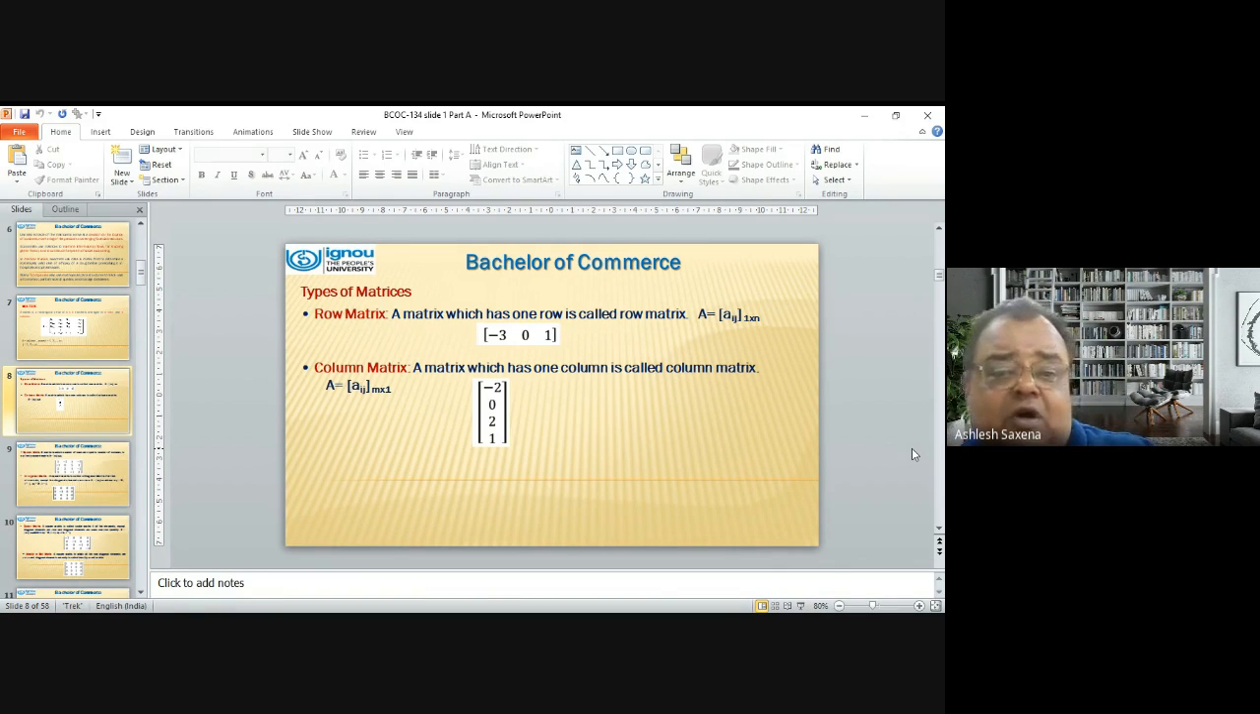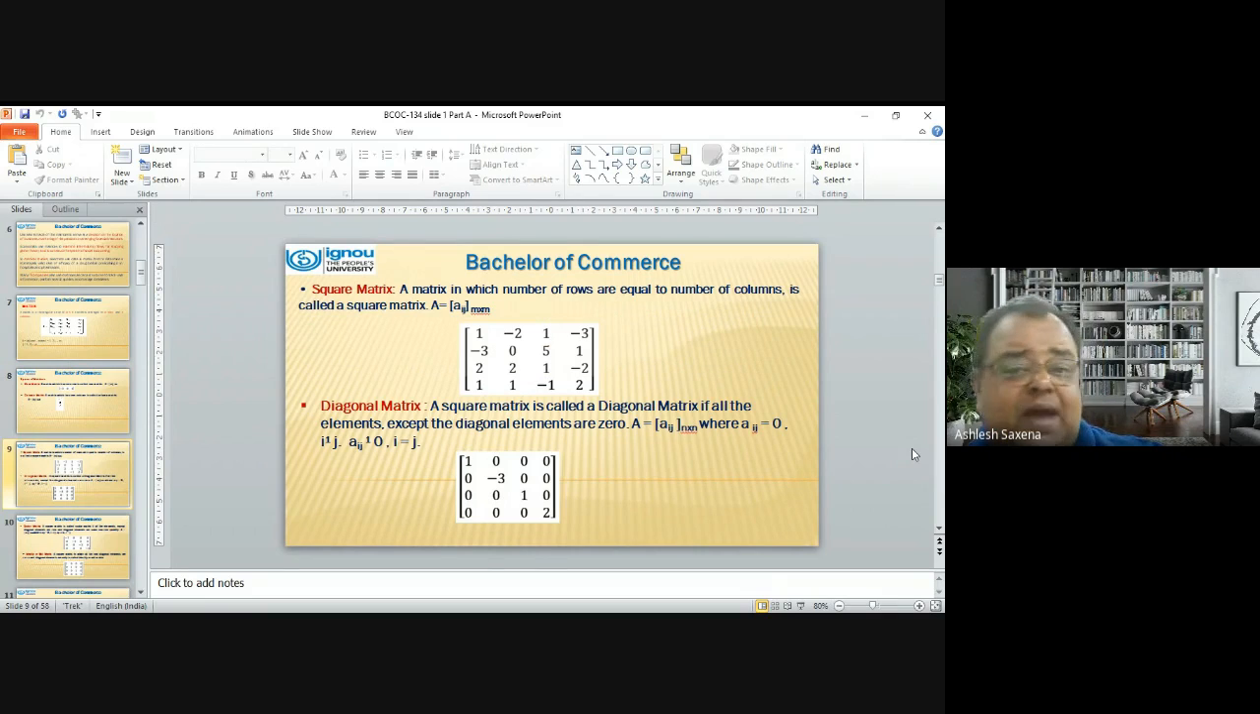Then comes your column matrix. That means all the elements will be in the column form: -2, 0, 2, 1. The representation of the matrix is made by Aij, n into 1. In row matrix, it is 1 into n, and in column matrix, it is m into 1.